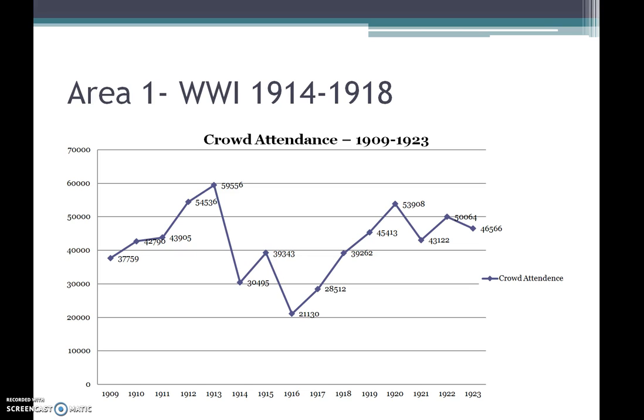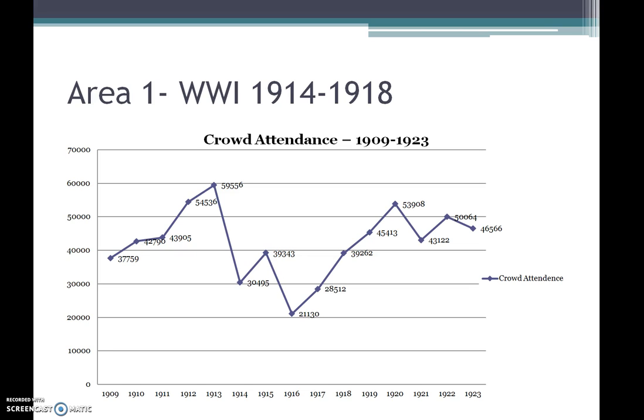Okay, so Area 1, World War I, 1914 to 1918. As we can see here, there's an increase from 1909 to 1910, 1911, 1912, 1913, rising from 37,000 all the way up to 59,000 over 5 years, and then a steep drop down to 30,000 people in 1914, which happened to be the first year of the war.